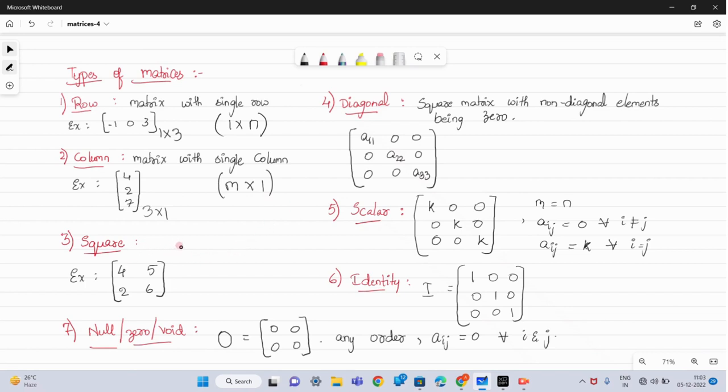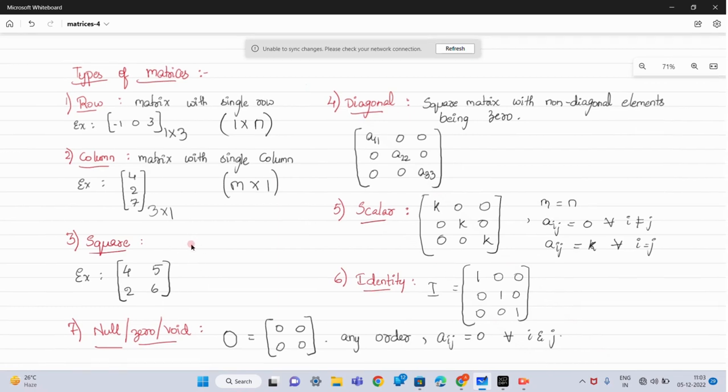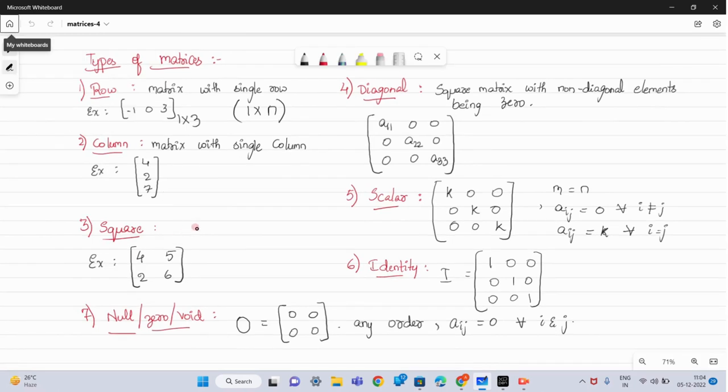Next, the square matrix. What is a square matrix? The number of rows and the number of columns should be equal, which means a square matrix is a matrix which has an equal number of rows and columns, so m equals n. For this example, it is a 2 cross 2 matrix because it has 2 rows and 2 columns.